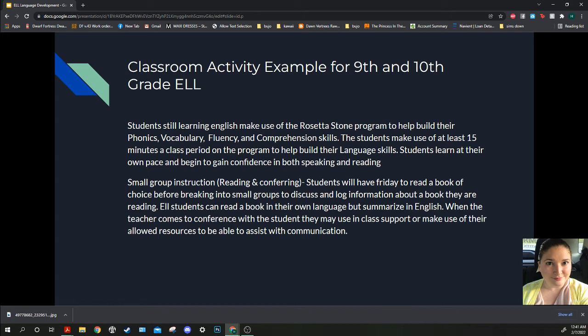Then there is also small group instruction, utilizing reading and conferring. Students will have Fridays to read a book of choice before breaking into small groups to discuss and log information about the book that they are reading. ELL students can read a book in their own language but summarize in English. And when the teacher comes to conference with the students, they make use of in-class support or their allowed resources to be able to assist with communication.